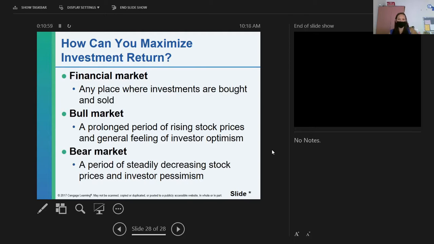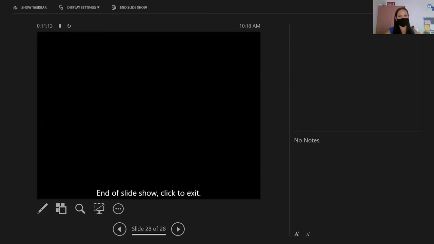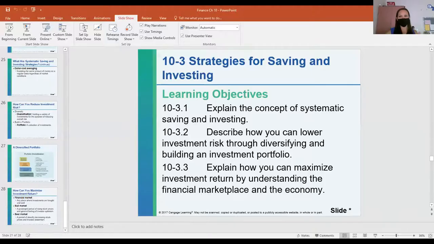A bull market is typically 3 to 5 times longer than a bear market. So some bull markets are a few months and some are several years, but those bear markets are much shorter. All right, and that is it on our slides, but we're going to do the math real quick.